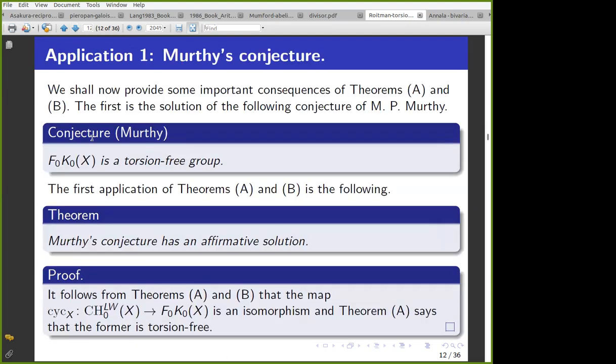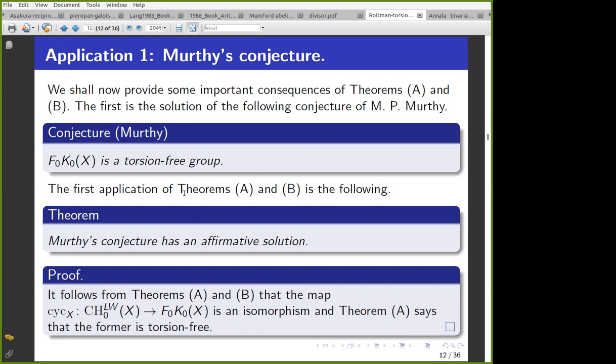So the first application is Murthy's conjecture. Let's see what it is. Murthy conjectured that if you have any reduced affine scheme over an algebraically closed field of dimension at least 2, then this F0 K0 X is a torsion-free group. This was conjectured by Murthy in his very famous paper in the 1980s or something.